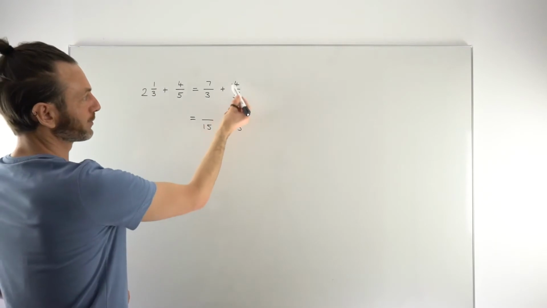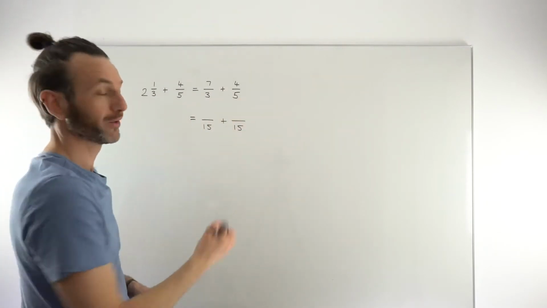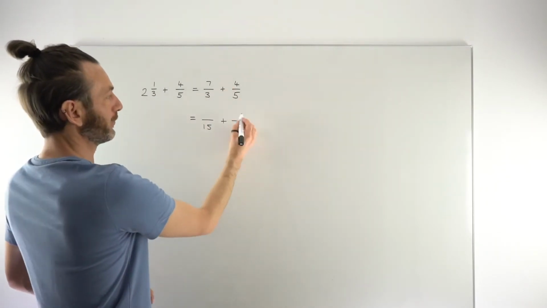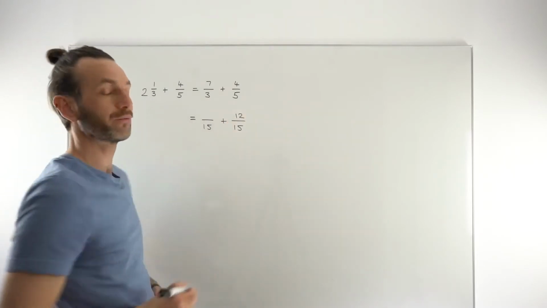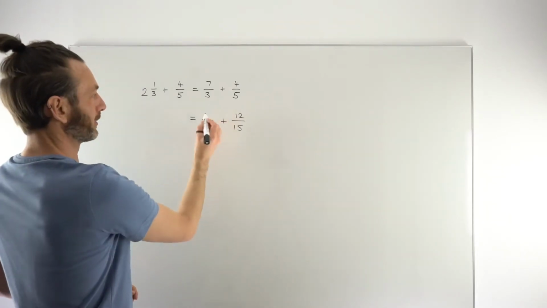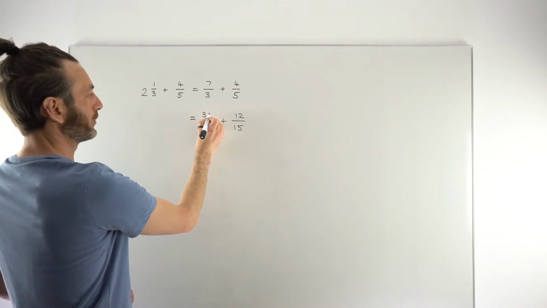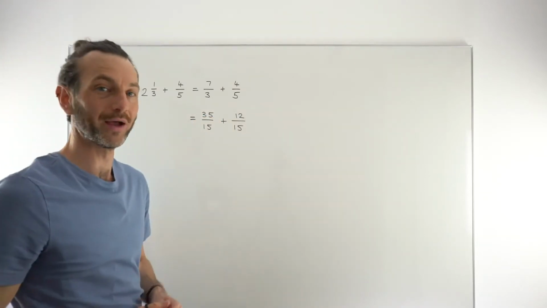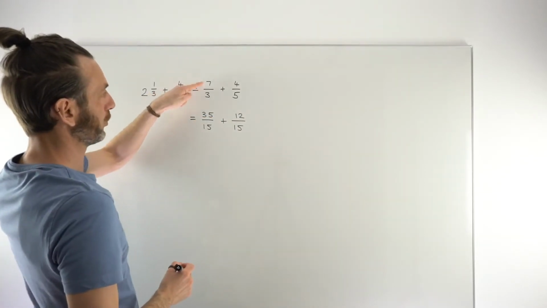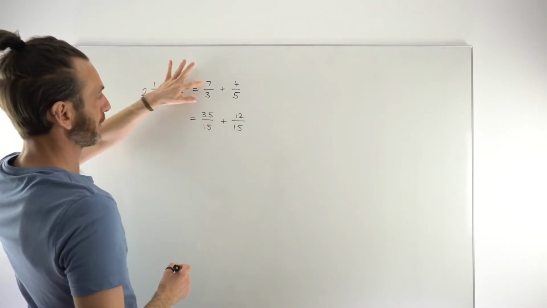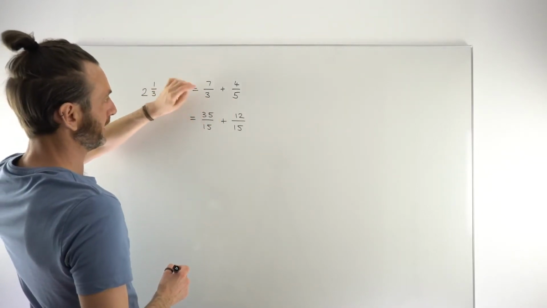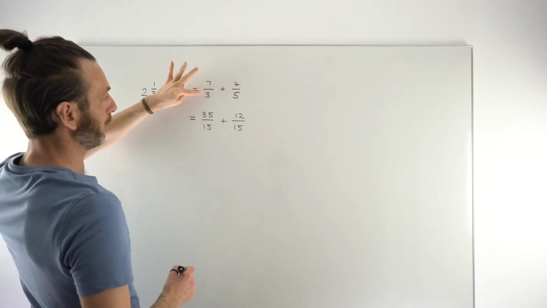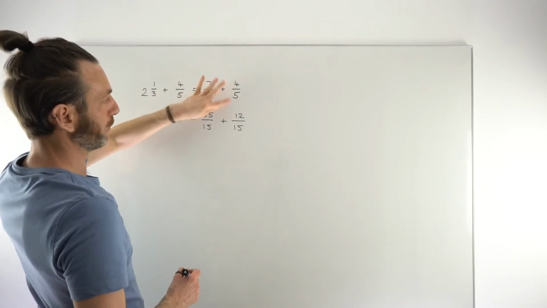And then we're going to cross multiply to get the numerators. So the 3 is going to multiply up to the 4 to give us a 12 on the second fraction. And then the 5 multiplies up to the 7 to give us a 35. The other way to think about that is that we've just multiplied this fraction top and bottom by 5 to get 35 over 15, and we've multiplied this one top and bottom by 3 to get 12 over 15.